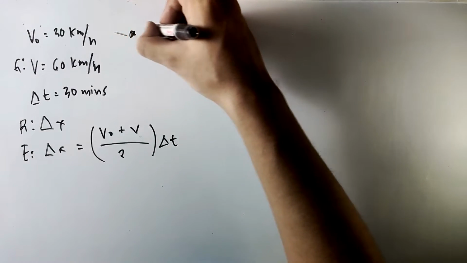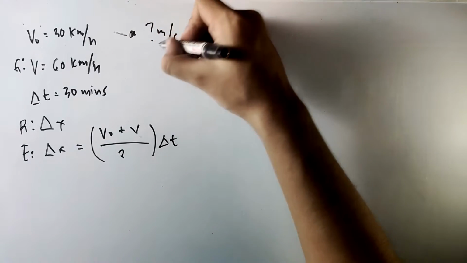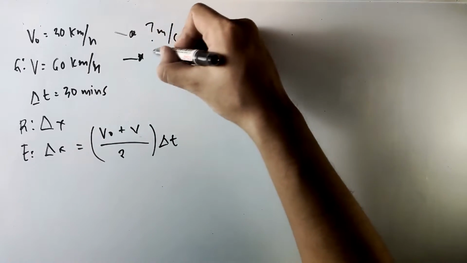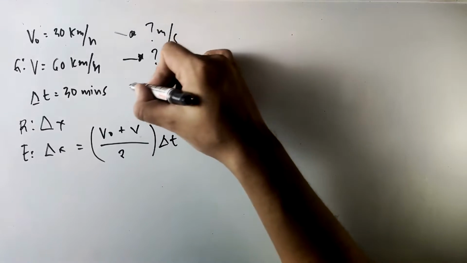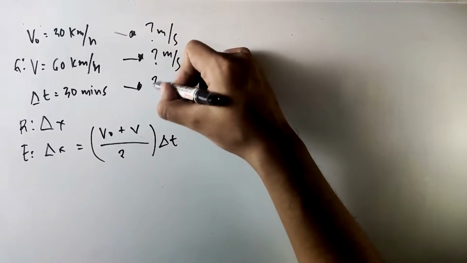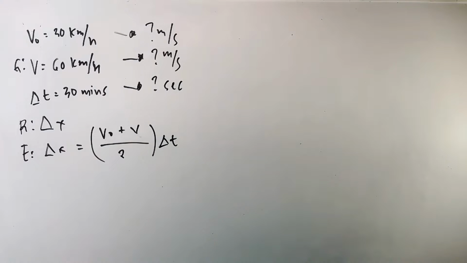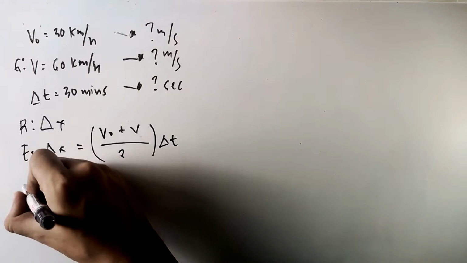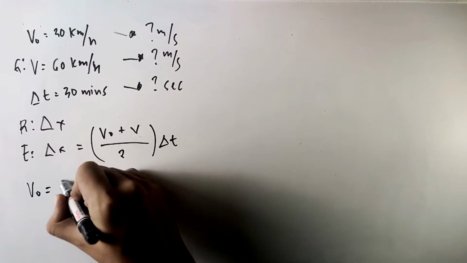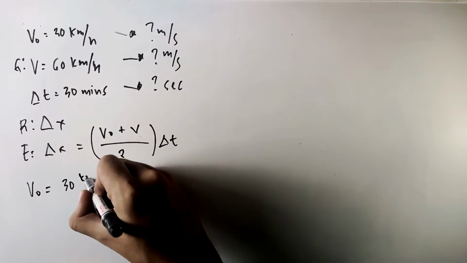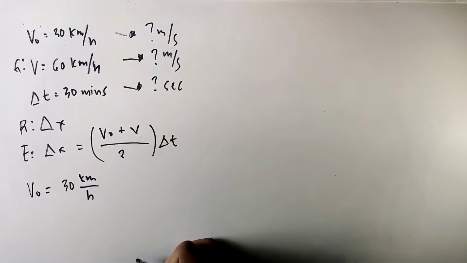It should be in something meters per second. Same with here, something meters per second. Then this one should be something seconds. It should be in seconds, not in minutes, because that's not the SI form for that. So let's do that for v sub 0. So this is 30 kilometers per hour, correct?